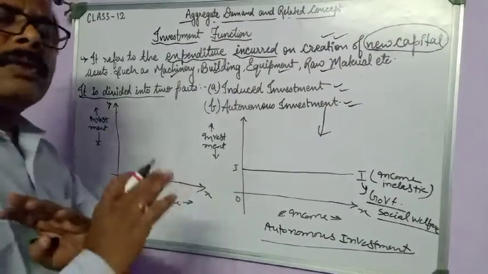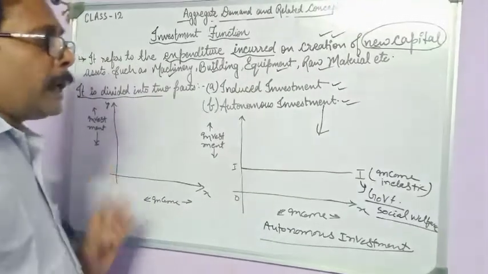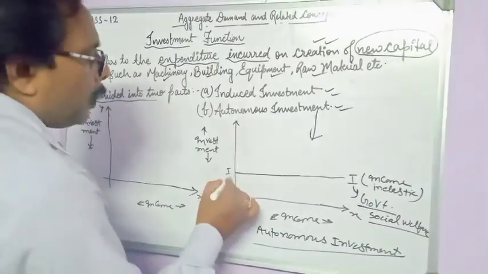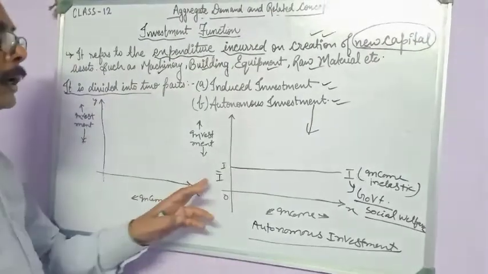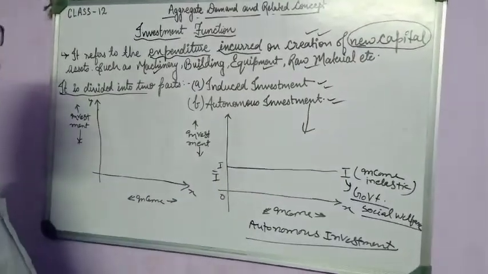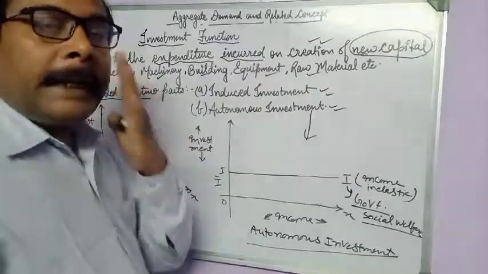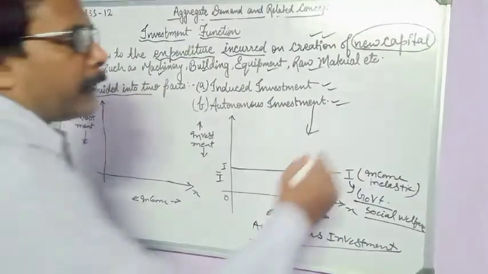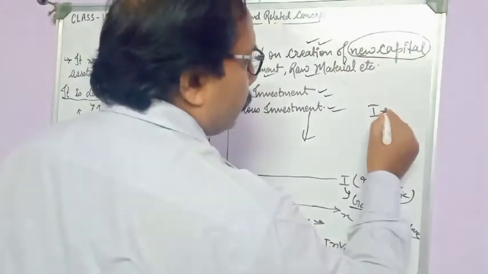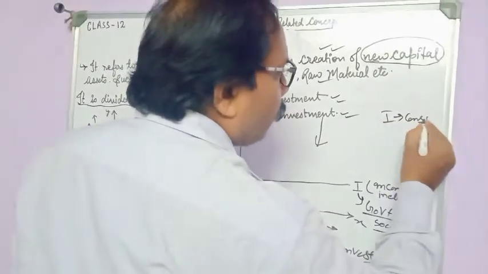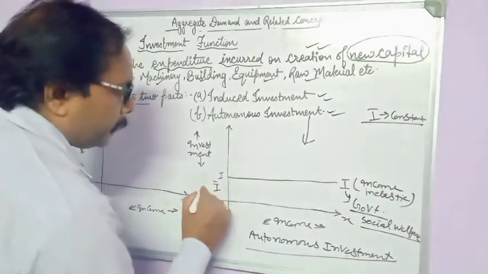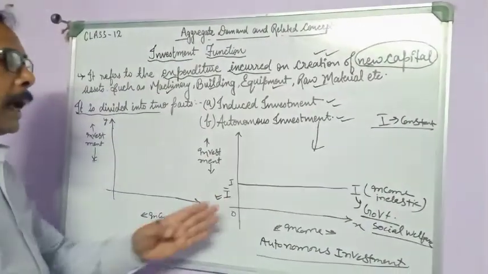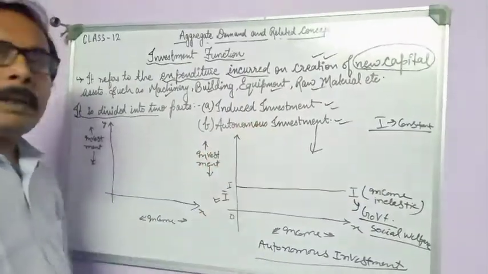Here there is no profit motive, and that investment is known as autonomous investment, and you may locate it with the help of the I line. So whenever we discuss AD and AS, we always take I and it remains constant. So why is it constant at all times? Because we take this investment, and that is known as autonomous investment.